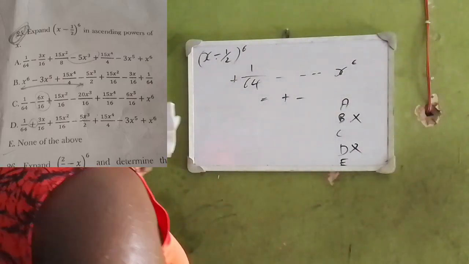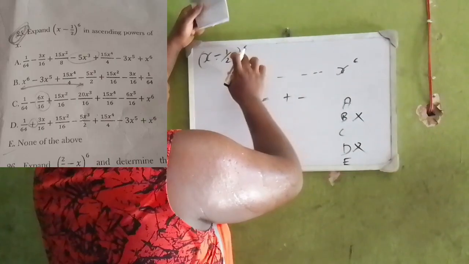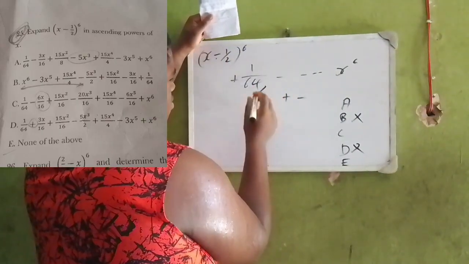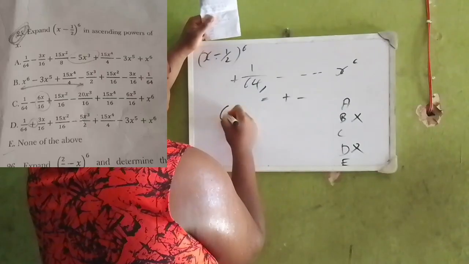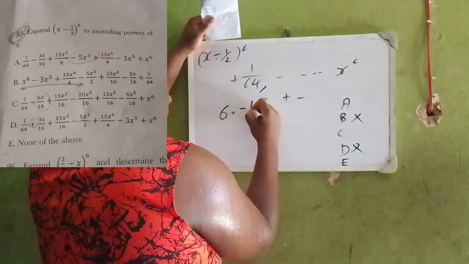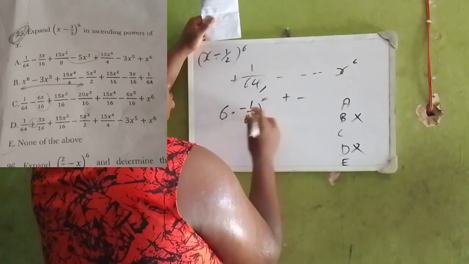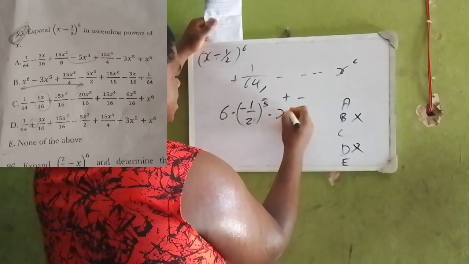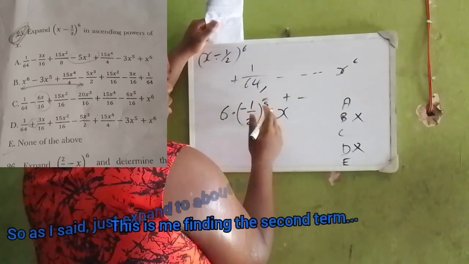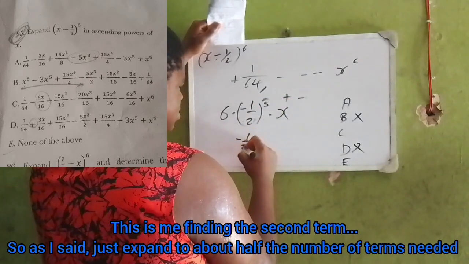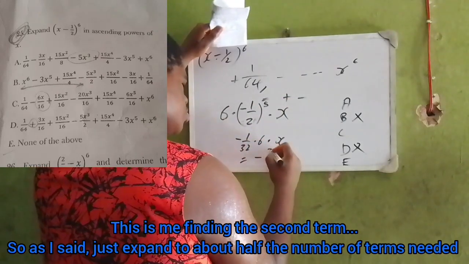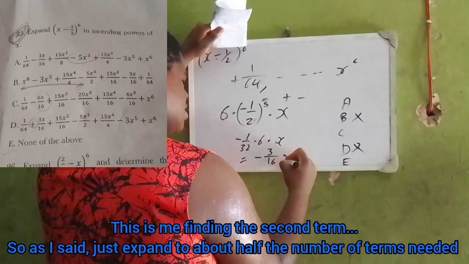Since we have the power of 6 here, the next term after 1 over 64 will be 6 times minus 1 over 2 to the power of 5 times x. Minus 1 over 2 to the power of 5 is minus 1 over 32, times 6 times x. So this is equal to minus 3 over 16x.